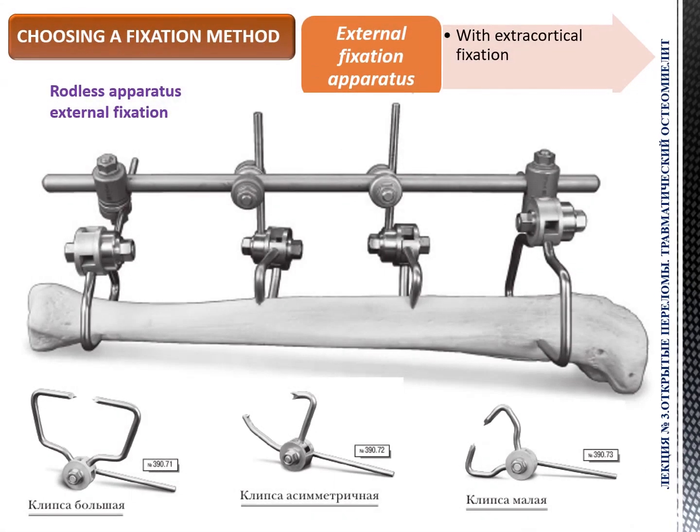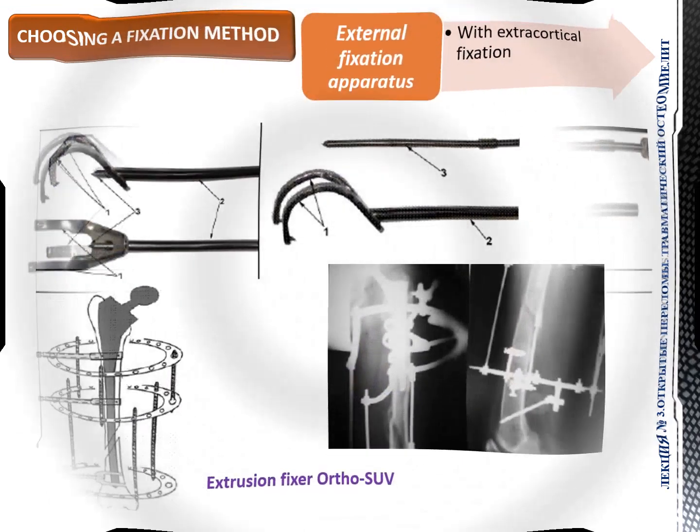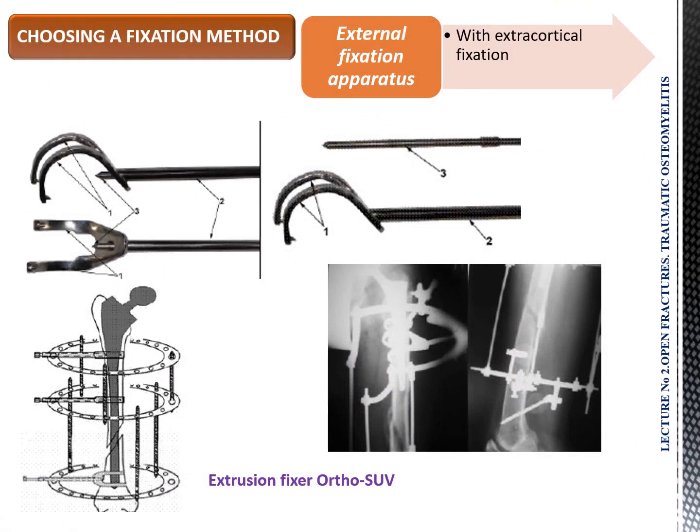In addition, there are devices that have not found wide application, but essentially have the right to life. These are extracortical fixation devices. Here, pay attention, this is a rodless device for external fixation using clips. Another of the cortical fixation devices is the so-called ortho-SUF, which, as we will see on the next slide, can be fixed by an oblique substance. Here is a schematic image and an X-ray with fixation by the ortho-SUF apparatus.